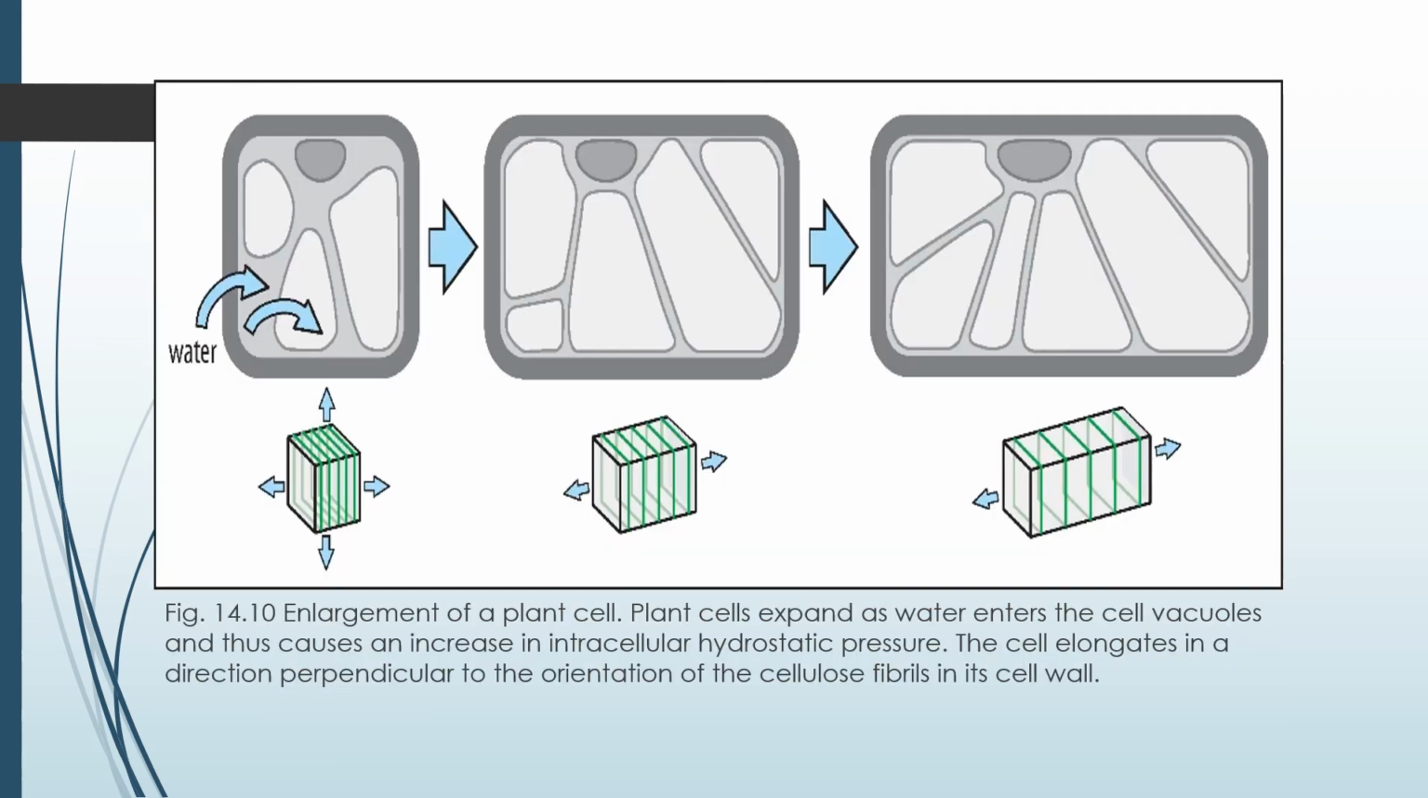So this image shows you the enlargement of a plant cell. So plant cells expand as water enters the cell vacuoles and thus causes an increase in intracellular hydrostatic pressure, and the cell elongates in a direction perpendicular to the orientation of the cellulose fibrils in its cell walls. Okay, so once water goes in, eventually the plant cells would grow perpendicularly.